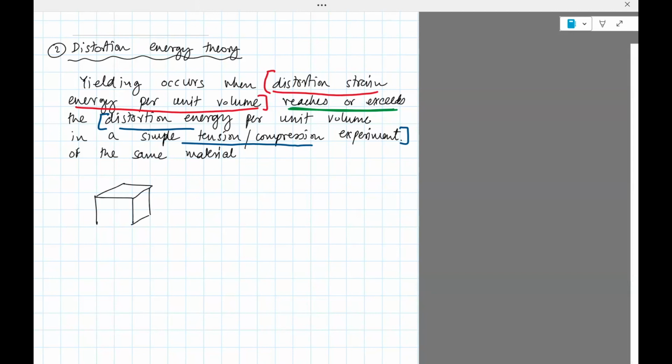Okay, consider a cube. Let's say that it's subjected to some general loading, but we have managed to compute the maximum principal stresses, which is easy to do now that you know how to compute the Mohr circle. So once we have this, we can break it into two parts.